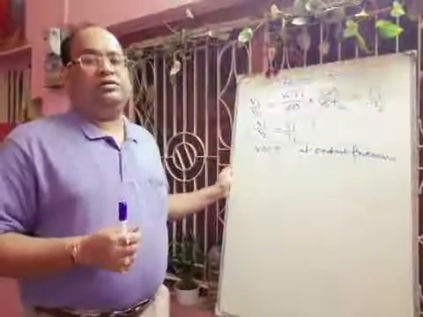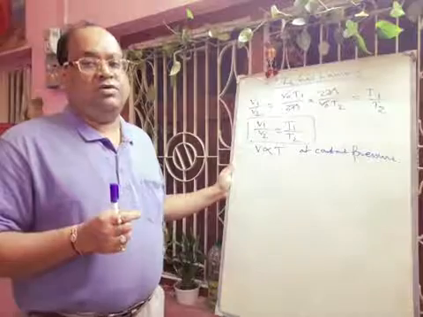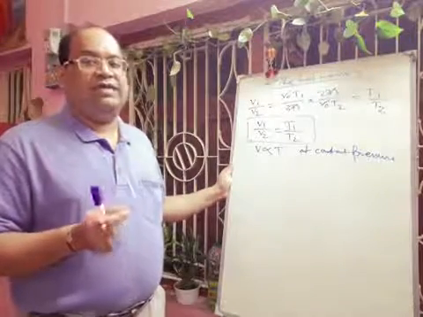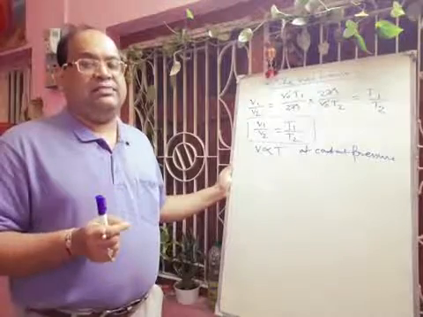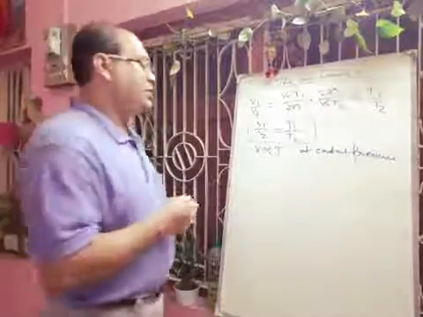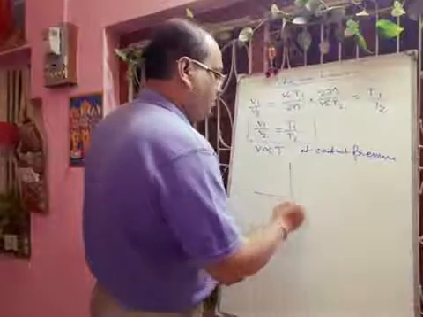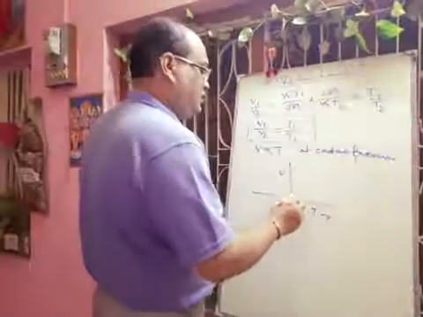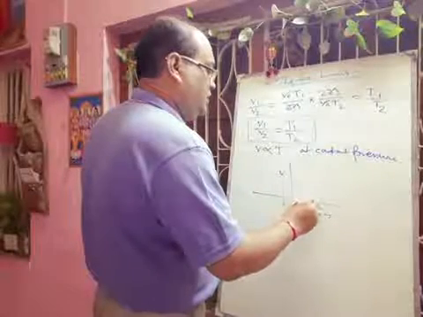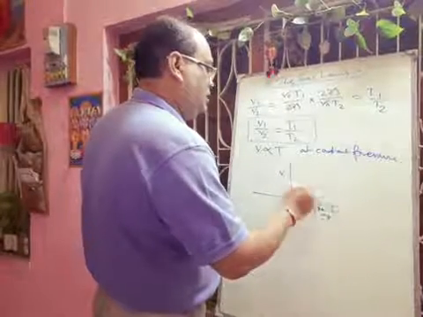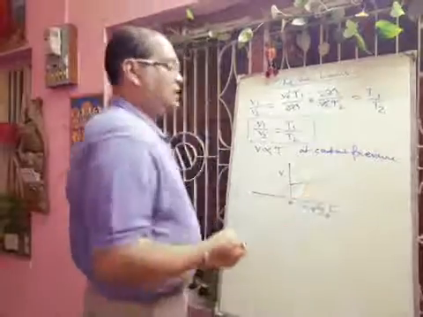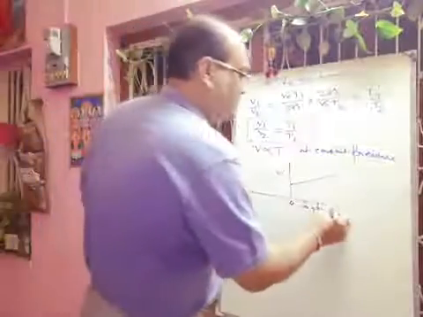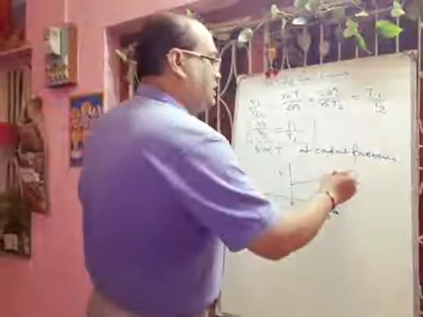Now, if we plot temperature along the x-axis and volume of the gas along the y-axis at constant pressure, then we will get a plot like this. This one is the temperature and this one is the volume. This is 0 degree, this is 100 degree, this is 200, 300. Then we will get a straight line like this at constant pressure.